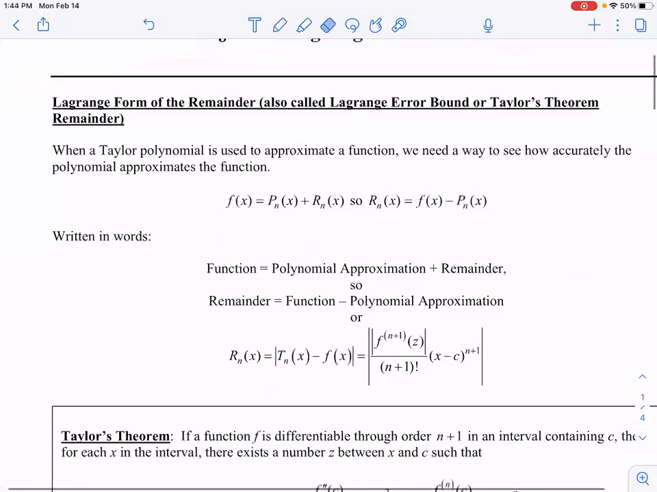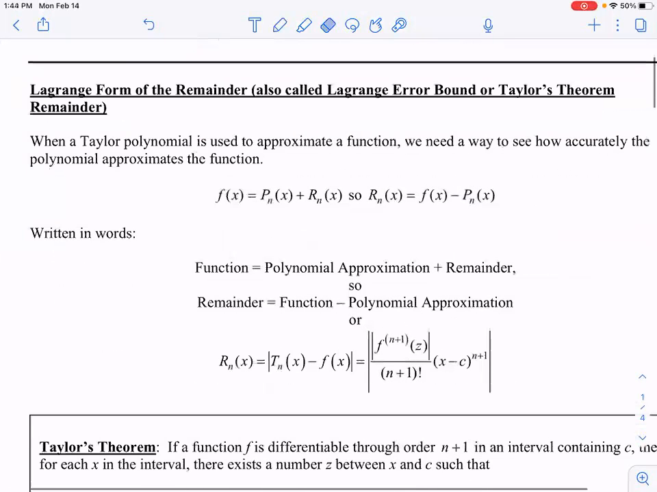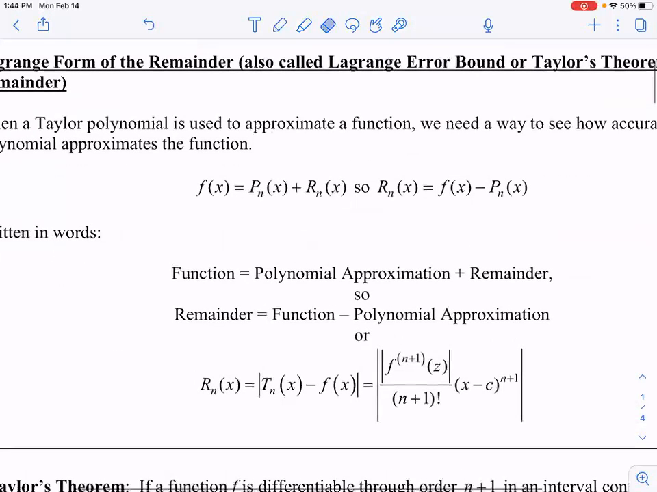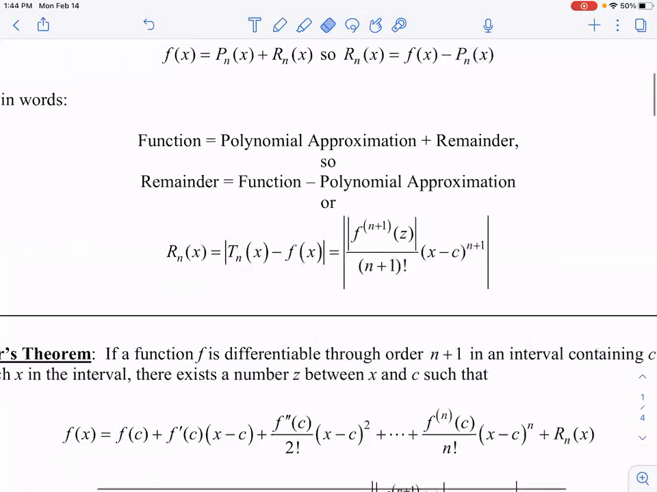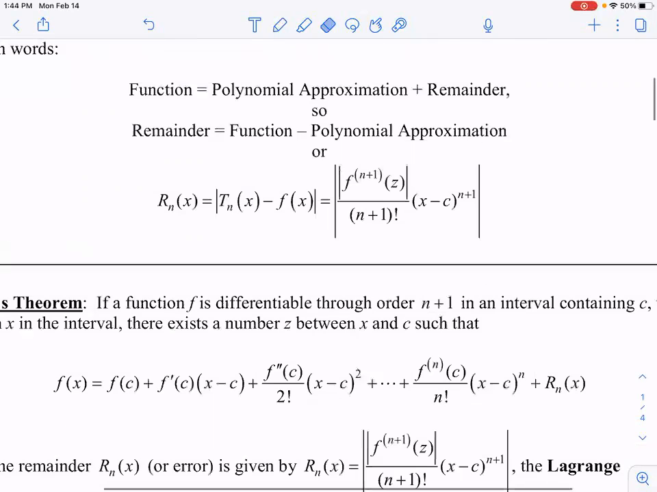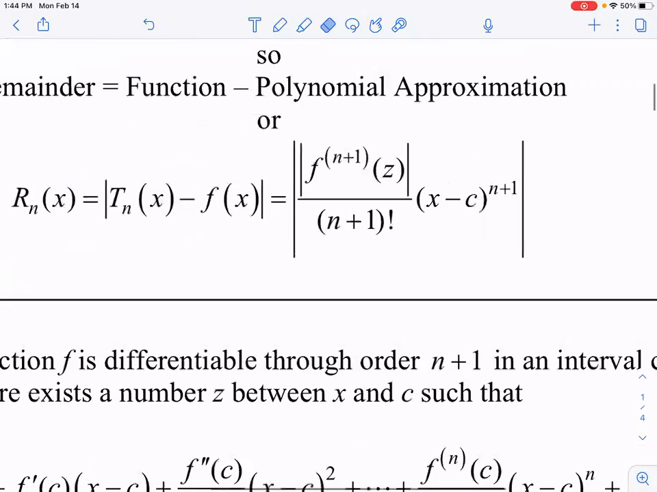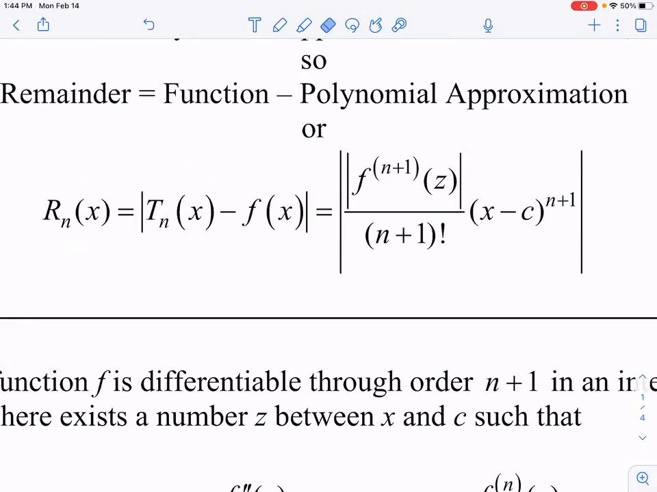Okay, so when we talk about the difference of our function and our polynomial, we have some remainder. And our remainder looks like this. Our remainder is no more than the n+1 derivative over n+1 factorial times x minus c to the n+1.